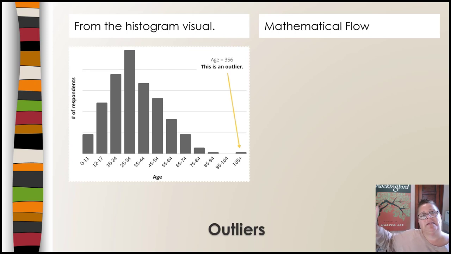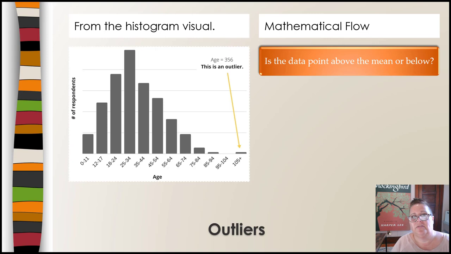And then we've got this one piece of data that's sitting out on the far right. That's an outlier. Outliers are fairly easily recognizable in the data when you're looking at it all together. But there is a mathematical flow to how you find it.